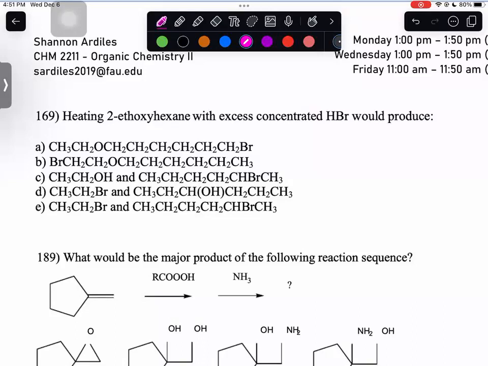What do we think? E? Why is this the one with two Brs? Beautiful. Here just gives access. So we know that at the end, we need to replace every single alcohol group, which means that it's E. Simple as that, guys.